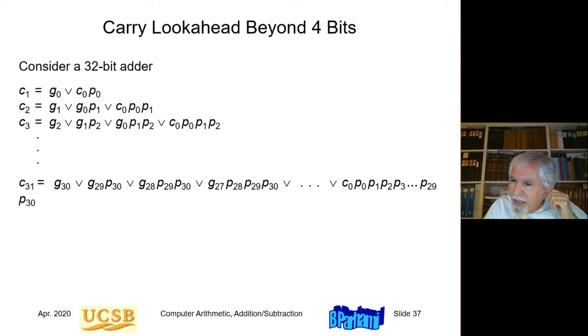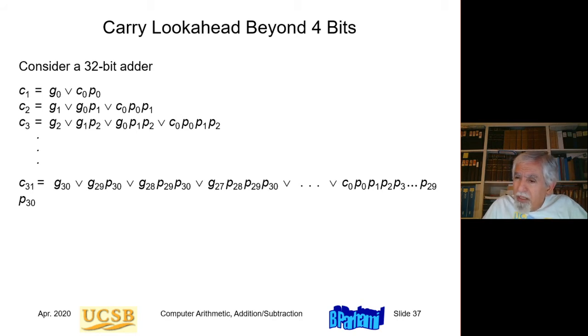I should correct this slide. So that term has C0, then P0 through P30. So there are 31 terms. That's basically a 31 input AND gate. Well, we can't have a 31 input AND gate, so it's an AND circuit.